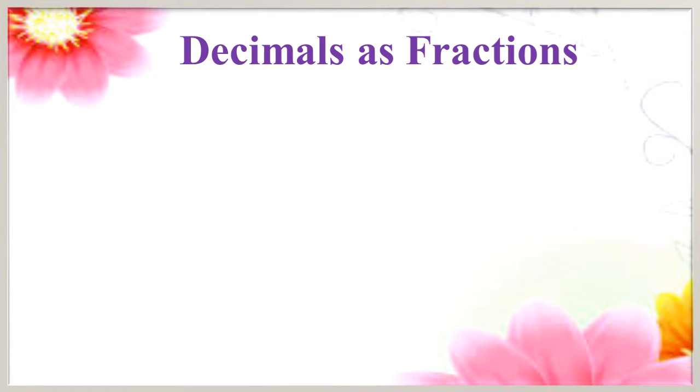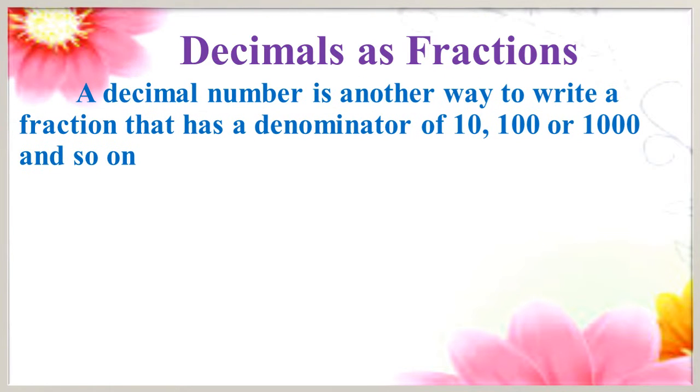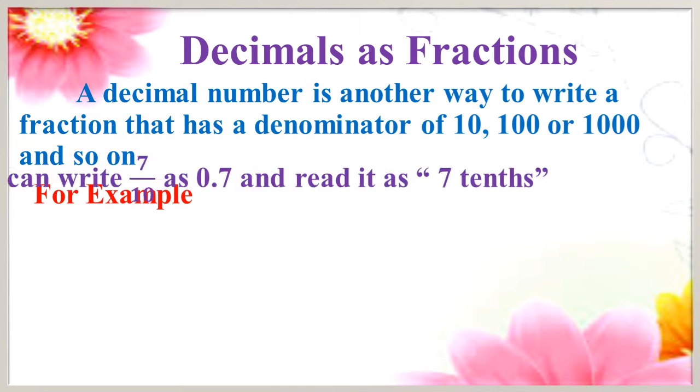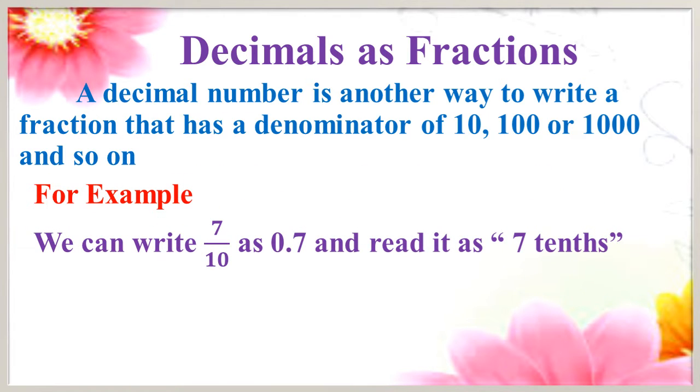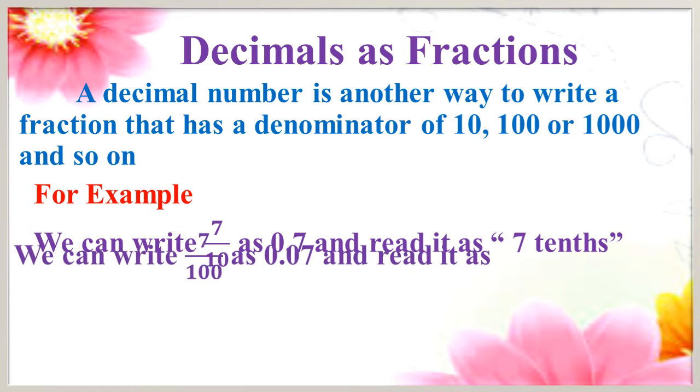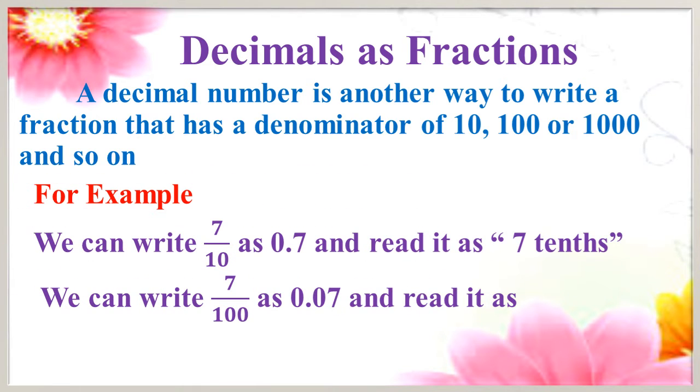Now we are going to learn decimals as fractions. A decimal number is another way to write a fraction that has a denominator of 10, 100 or 1000 and so on. For example, we can write 7 by 10 as 0.7 and read it as 7 tenths, and we can write 7 by 100 as 0.07 and read it as 7 hundredths.